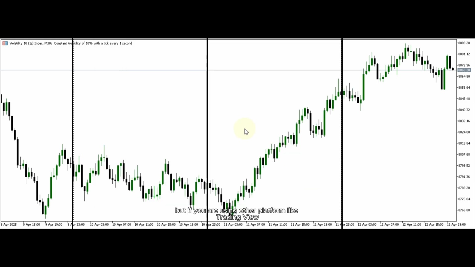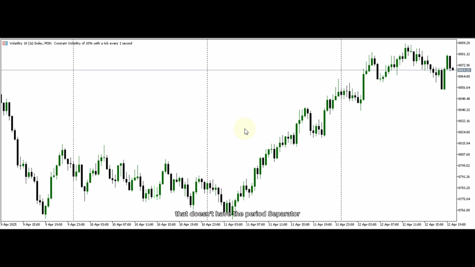Now, if you are using another platform like TradingView that doesn't have the period separator, this is what you will do. The meaning of the period separator, I'm talking about all these dotted vertical lines that you are seeing on your screen. The purpose of this period separator is to place a vertical line on the first 30-minute candle for the day. For example, this period separator you see here, and this candle is the first 30 minutes candle for the day. So anytime you see a period separator, it means the start of a new day, a start of a new period. So if you don't have period separator on whatever trading platform you are using, just put a vertical line on the first 30 minutes candle for the day, just like I did here.